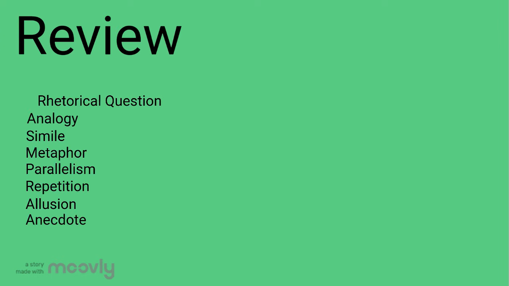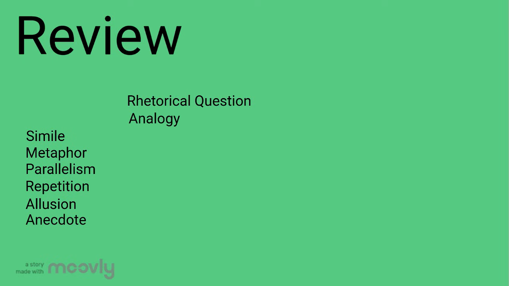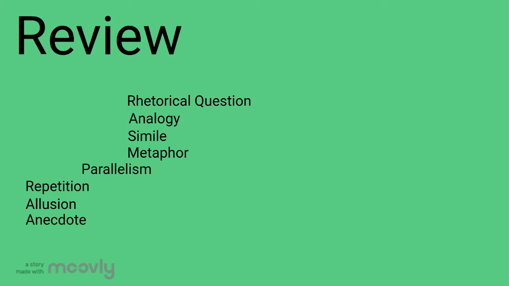Okay, let's review. Number 1, a rhetorical question is one that is asked to make a point, not to be answered. Number 2, an analogy is where you say that A plus B is equal to C plus D. It's a comparison between two connections to make a point. Number 3, a simile is a comparison that uses like or as. Number 4, a metaphor is a connection between two objects that makes them sound like they are part of the other. Parallelism is where you use similar phrases or sentence parts to emphasize a point.